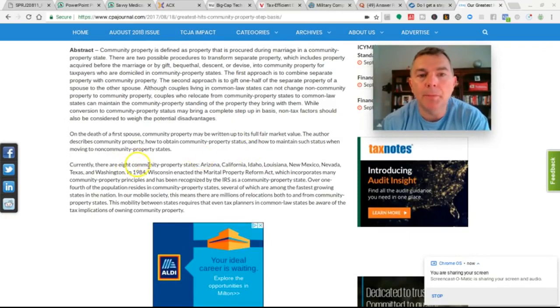All right, so eight community property states plus Wisconsin: Arizona, California, Idaho, Louisiana, New Mexico, Nevada, Texas, and Washington. All in the West, except for Wisconsin, and I guess some would say Texas too. So you've got to understand what community property is because it has huge tax consequences.